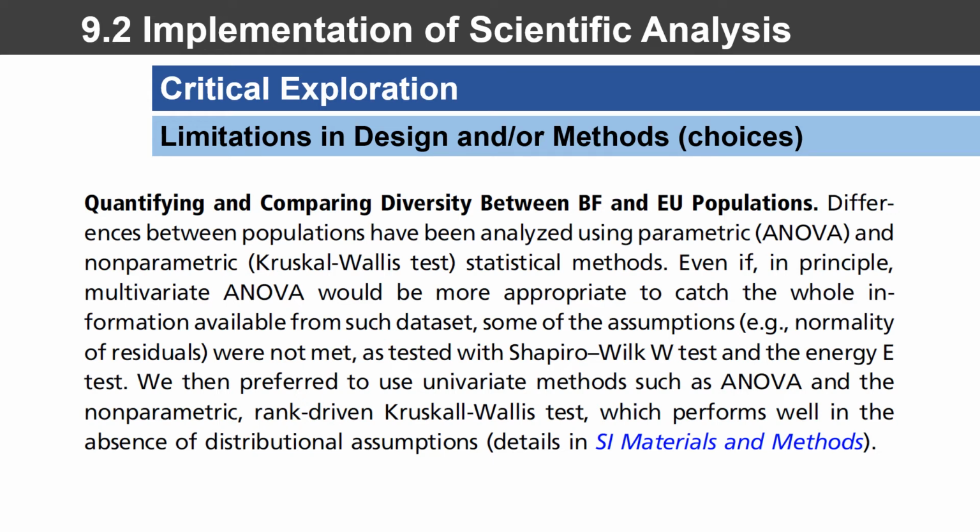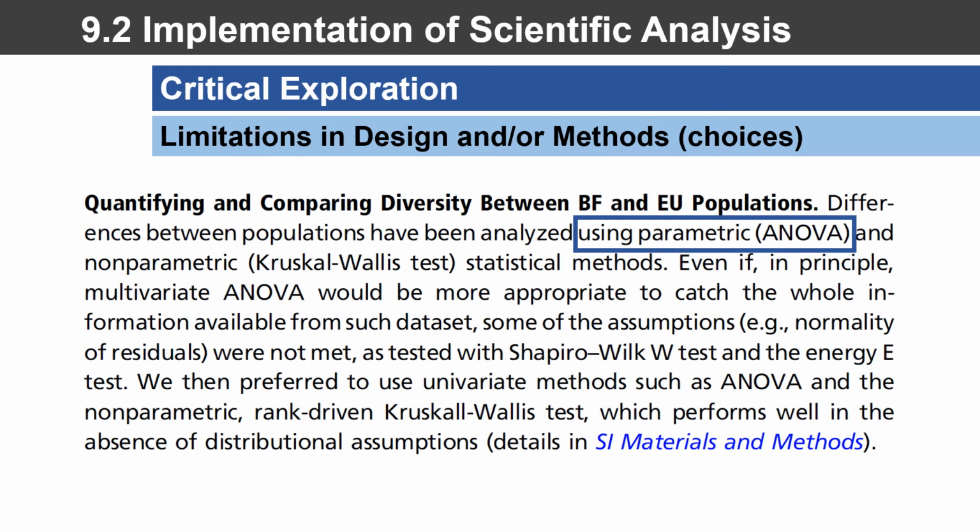Let's go down further then in the methods to the next section, quantifying and comparing diversity between BF and EU populations. And I really want to point this one out because it will be very consistent with things you've heard before in this class. Right off the bat, how do they analyze their data? Well, differences between populations have been analyzed using parametric ANOVA and something called non-parametric Kruskal-Wallis tests.